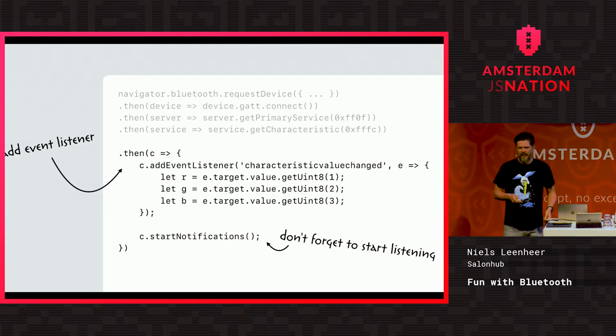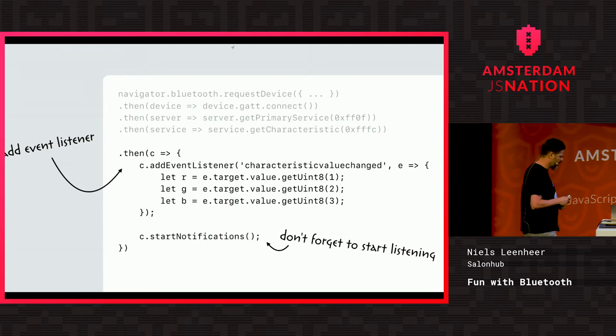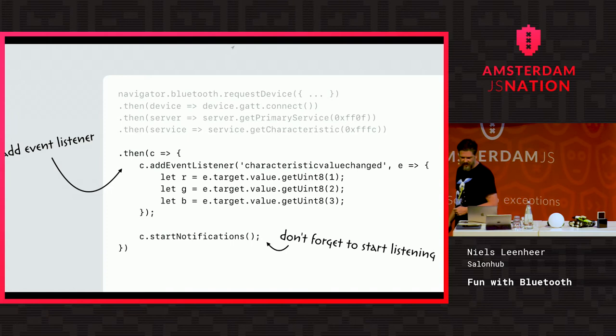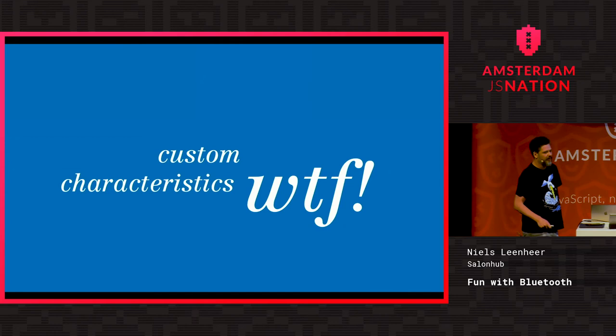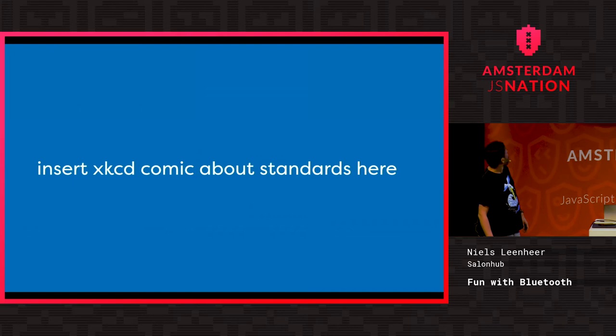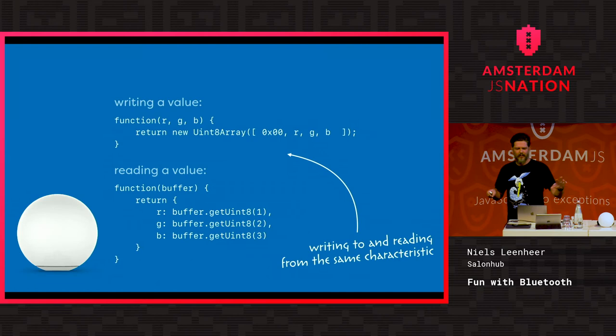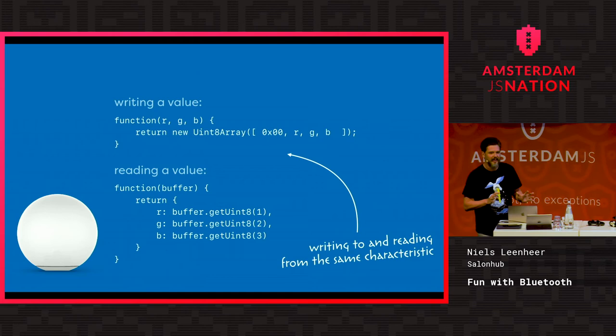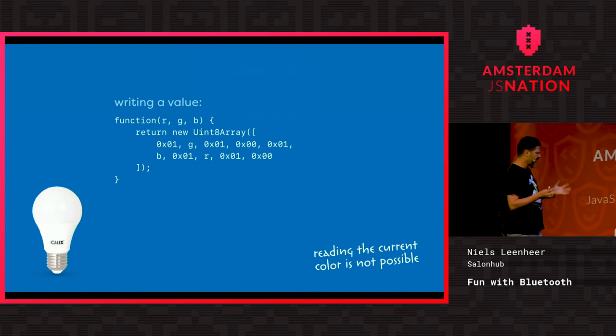So a lot of these characteristics and services are really not standardized. Some of them are, but most of the devices you're going to use are not using standards. So this is some of the problems I encountered while figuring this out. So insert XKCD comic about standards here, and we're off. The first one, it's a simple light bulb like this one. We already covered this. It's just 4 bytes. This is the most sane thing you can actually encounter. So let's skip that. This is already a little bit more complicated.